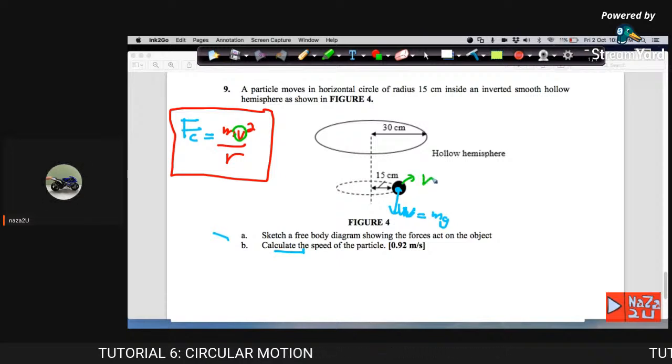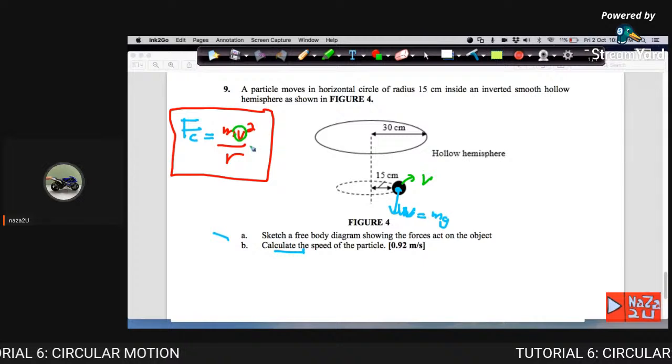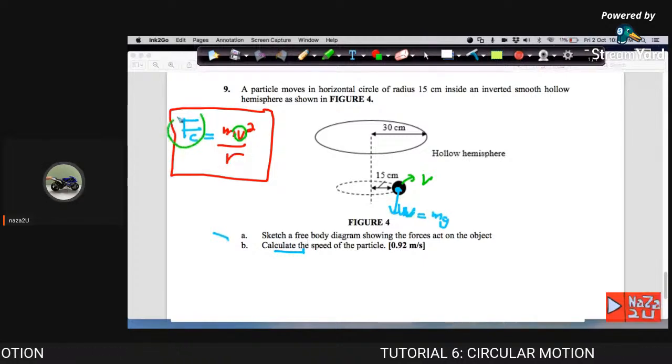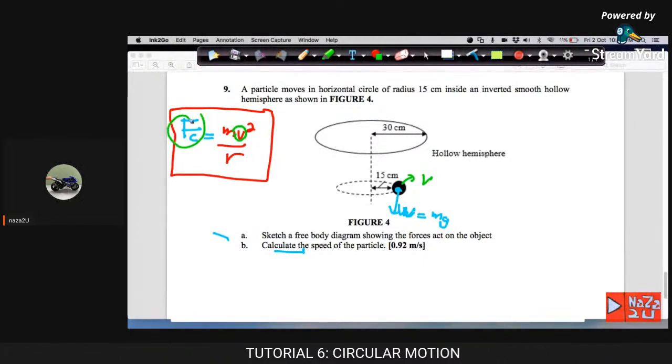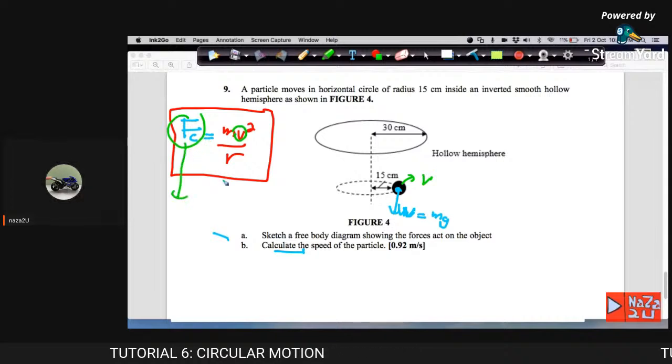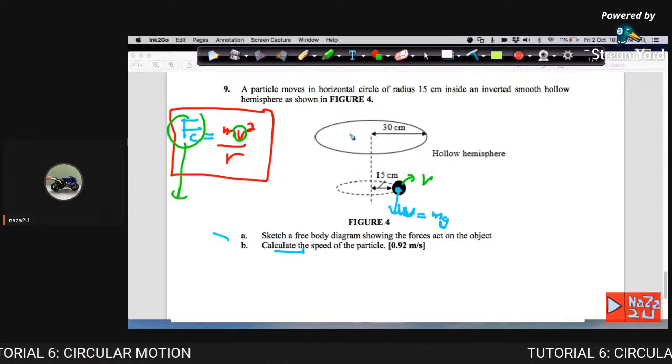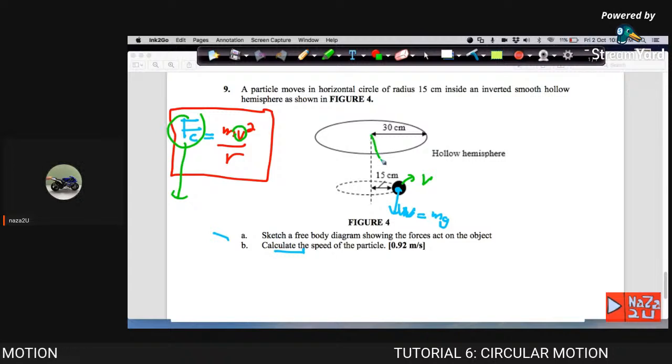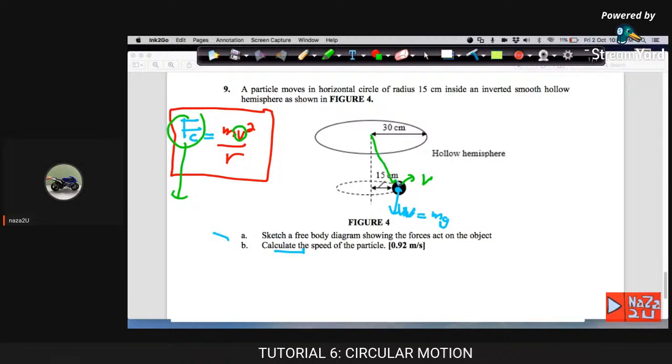But now to calculate the v, you must know the value of the FC. So how can you find the FC here? Okay, segitiga. Kalau kat sini untuk dapatkan FC tu kita kena guna segitiga kat sini. Okay, kita tengok kat sini.